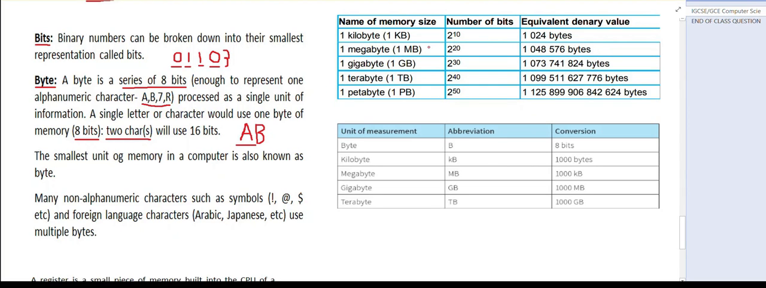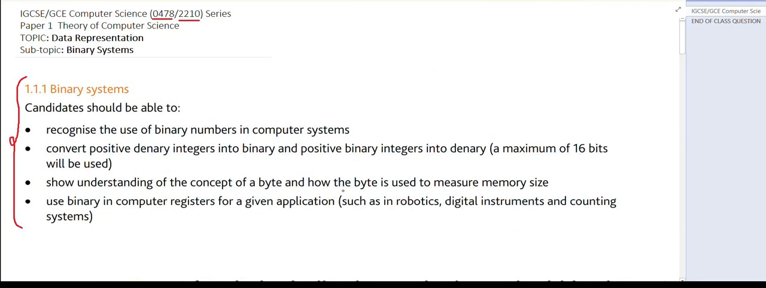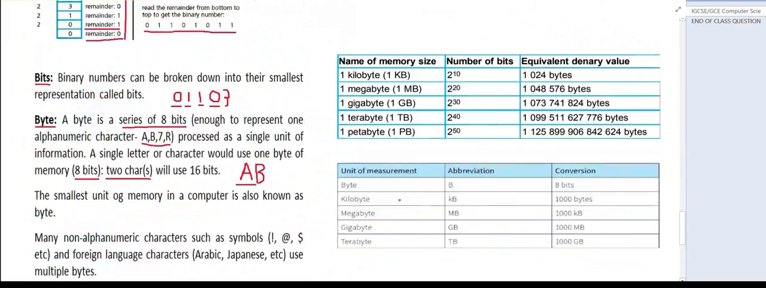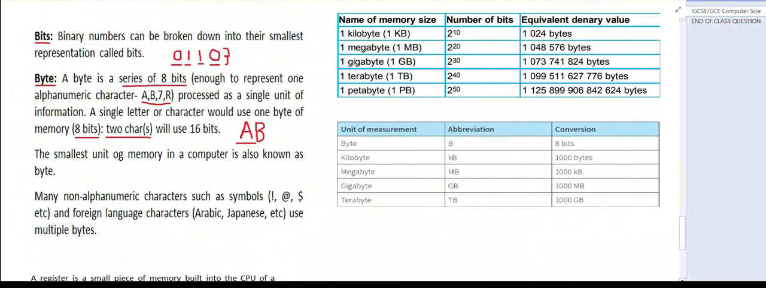Now, on the right side, you can see the name of memory size, number of bits, equivalent denary value. Remember, now we are doing how the byte is used to measure memory size. Right? This has to be memorized.